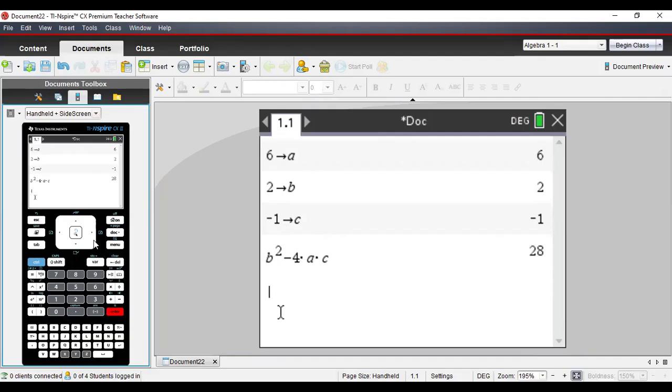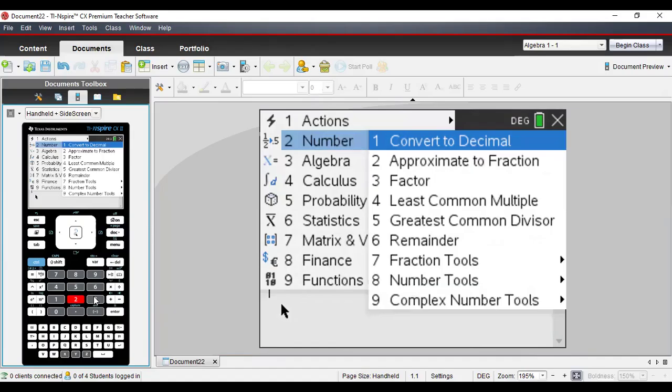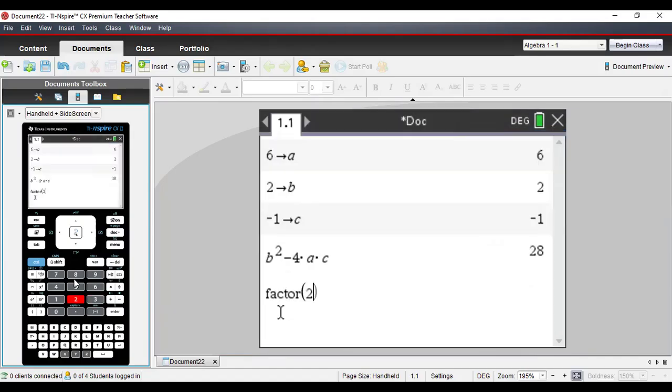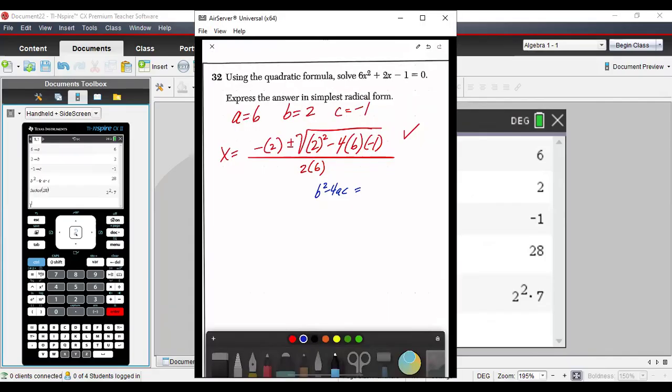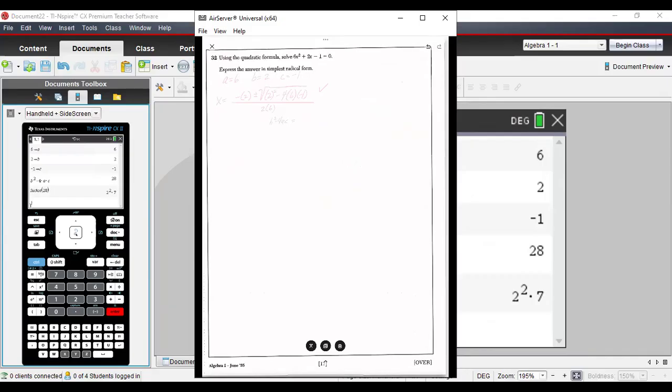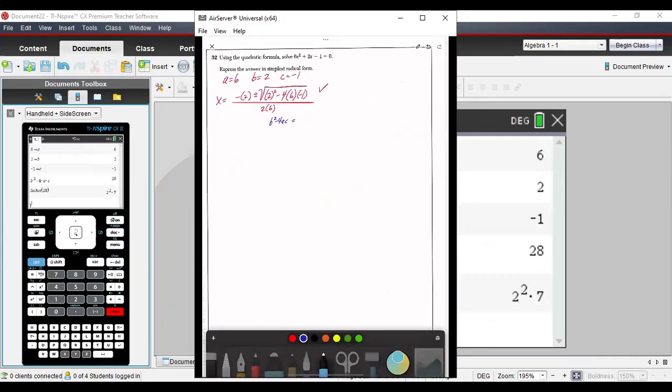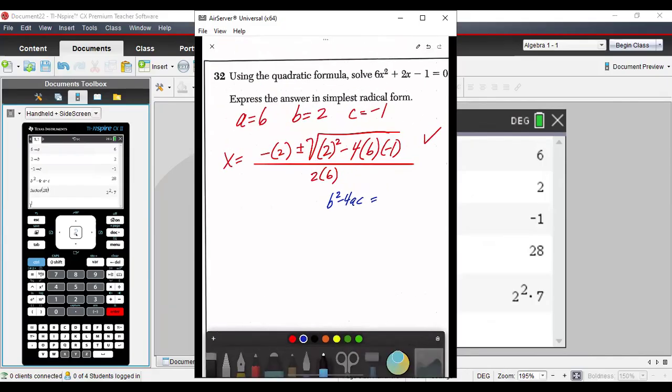Now I'm going to do menu 23, and I'm going to get the factors for 28. And I see that's 2. So if I come over here now, I can finish this. Let me blow this back up. So this is 28, which is 2 times 2 times 7. So I can take a pair of 2's out of there. Boom. So this is going to be 2 square root of 7.